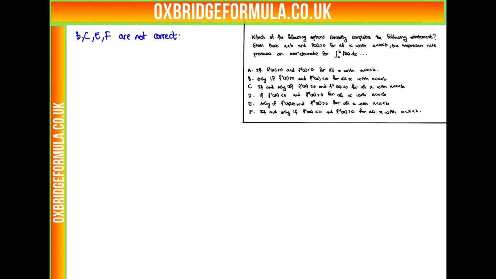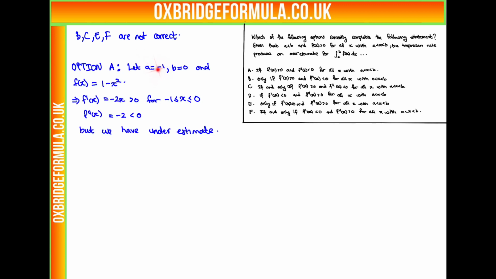So let's look at option A. If we're looking for a counterexample, we want a function f of x where the derivative is positive, but where the second derivative is negative. So we can pick a negative quadratic. In particular, let's look at this counterexample. We're going to let a be minus 1 and b be 0, and we're going to let f of x be 1 minus x squared. Then the derivative of f is minus 2x, which is positive when x is in the range of minus 1 to 0. And the second derivative is going to be negative because we have a negative quadratic anyway.